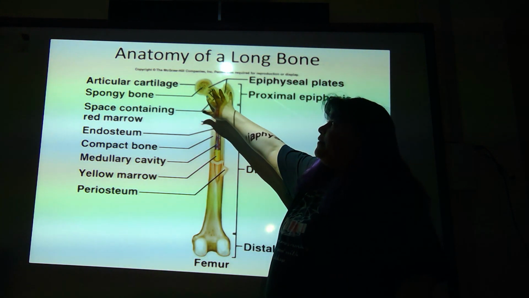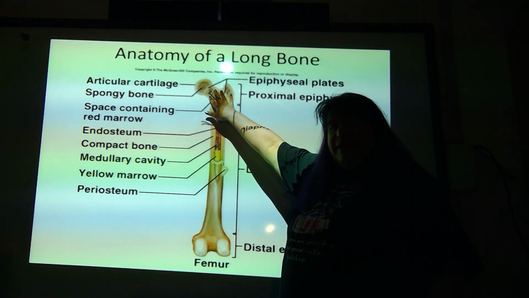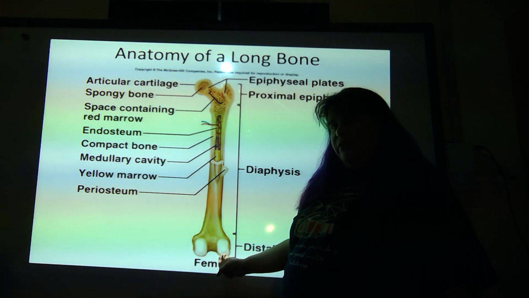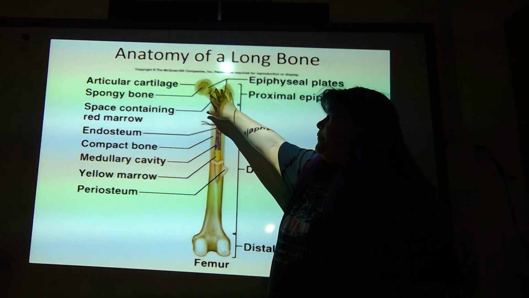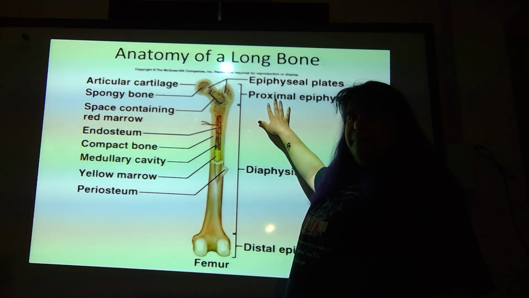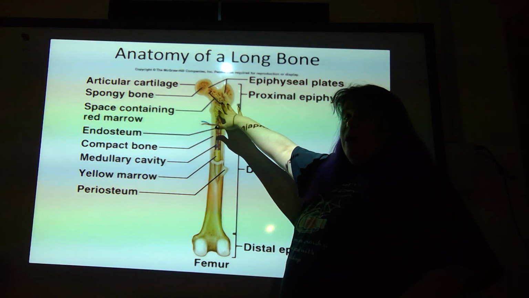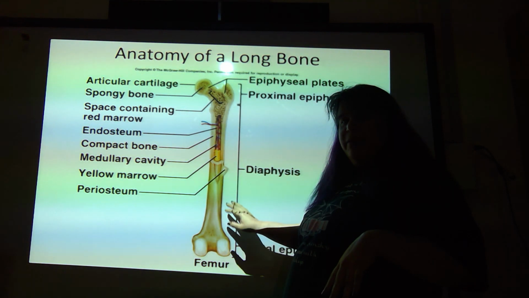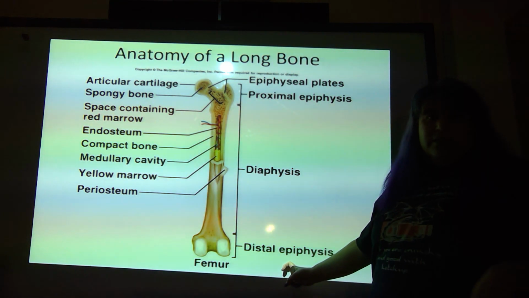So we have the head of the femur up here. This is the part that is attached to your hip. The bottom down here is the part that is at your knee, okay? So this area here is the proximal epiphyseus, okay? Proximal means closer to the torso. So this being proximal totally makes sense. Now, if you come down here, this is the distal epiphyseus.